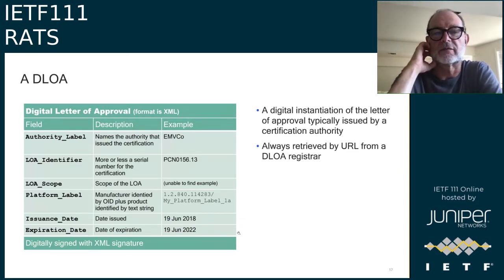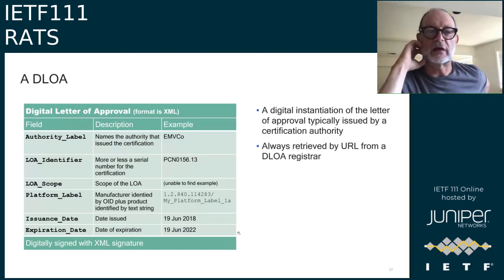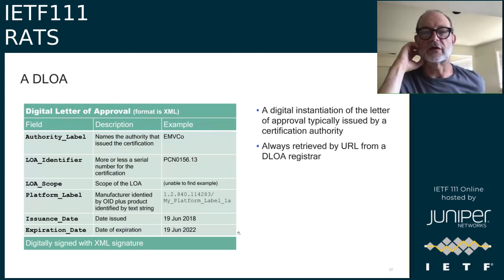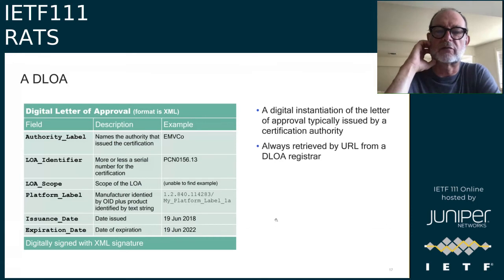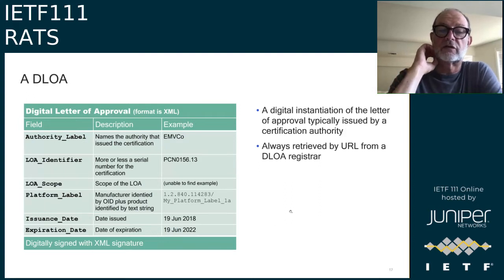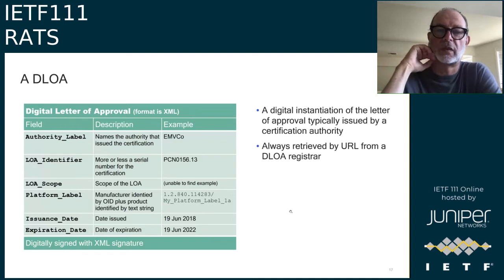So it's pretty simple. What's in a DLOA? The authority who issued it, for example, Embco, an identifier, which is basically kind of a sequence number, serial number. Then there's the LOA scope, which I was unable to find an example of, but I assume that more or less has something to do with the type of certification that was granted. Then there is an identifier of the platform to which the certification was granted, and then issuance and expiration date. So next slide.